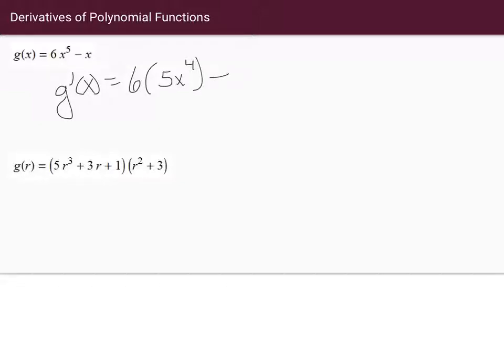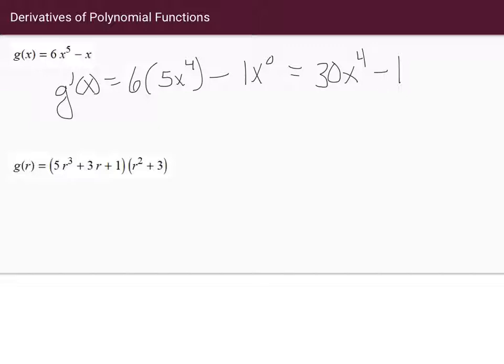Now I'm going to subtract the derivative of x, and since x is the same as x to the 1st power, I'll get 1 times x to the 0 power. And cleaning this up, I see that 6 times 5 gives me 30x to the 4th power, and then 1 times x to the 0 power is really just a 1. So the derivative of 6x to the 5th subtract x is 30x to the 4th subtract 1.